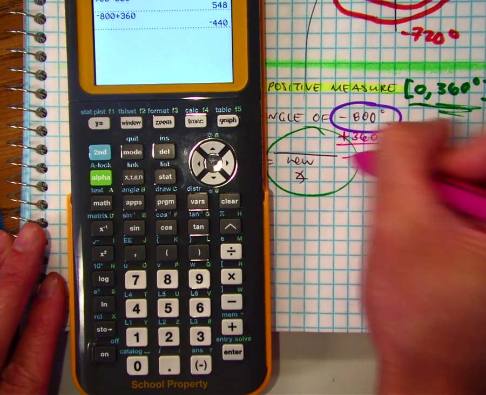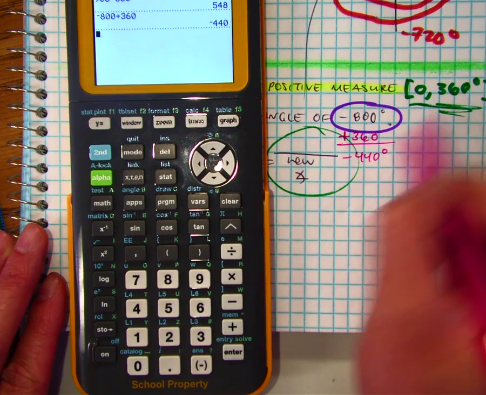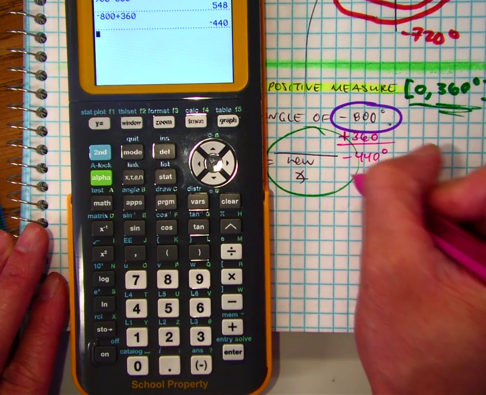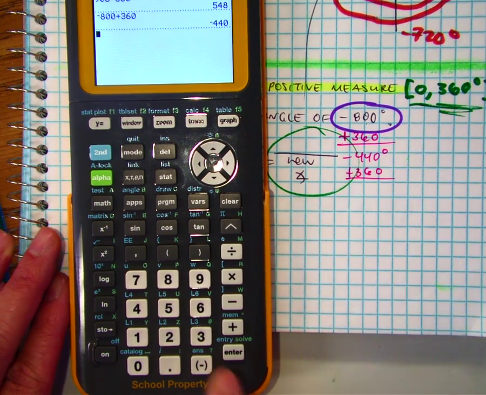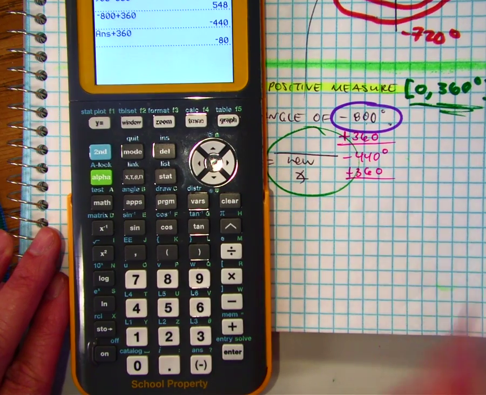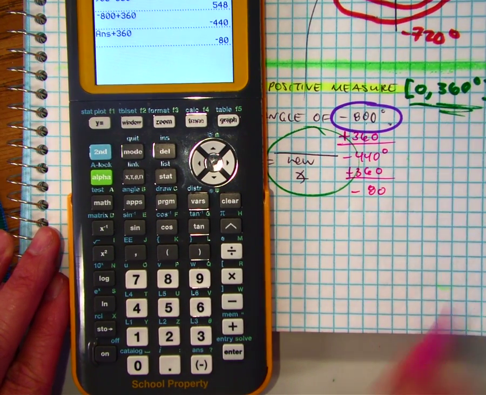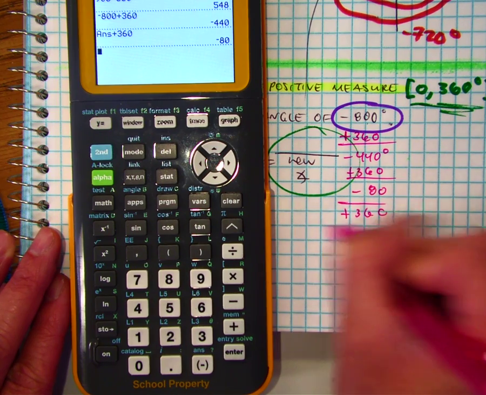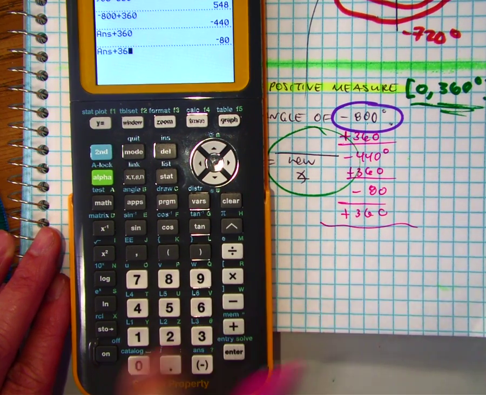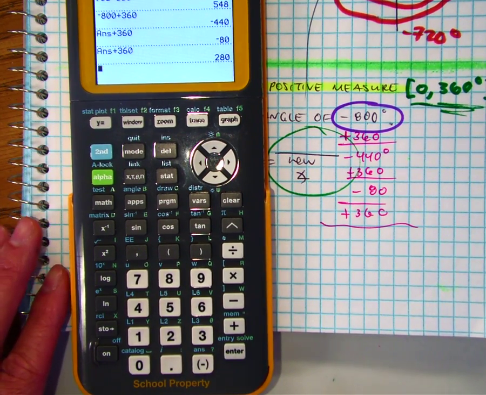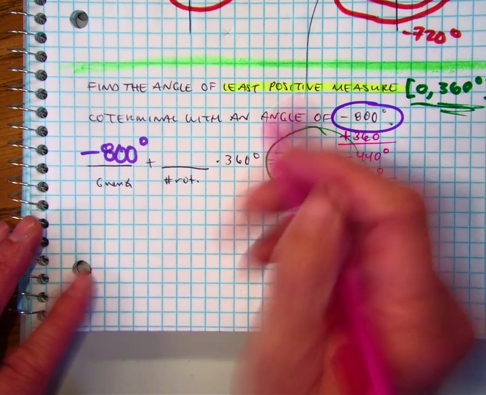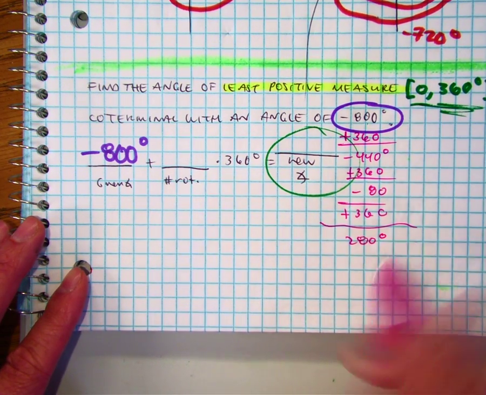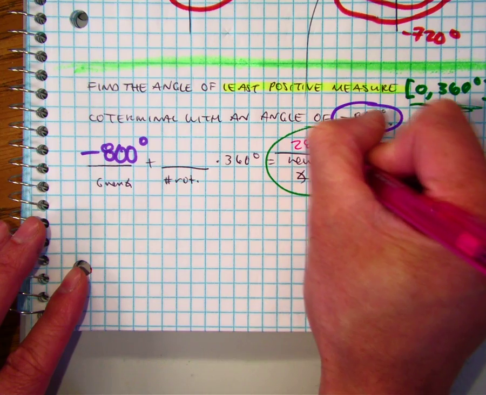I get negative 440. Class, does that meet my range? No. Add 360 again. Does that meet my range? No. So if I add 360 again, does that meet my range? Yeah. So our new angle is going to be 280 degrees.